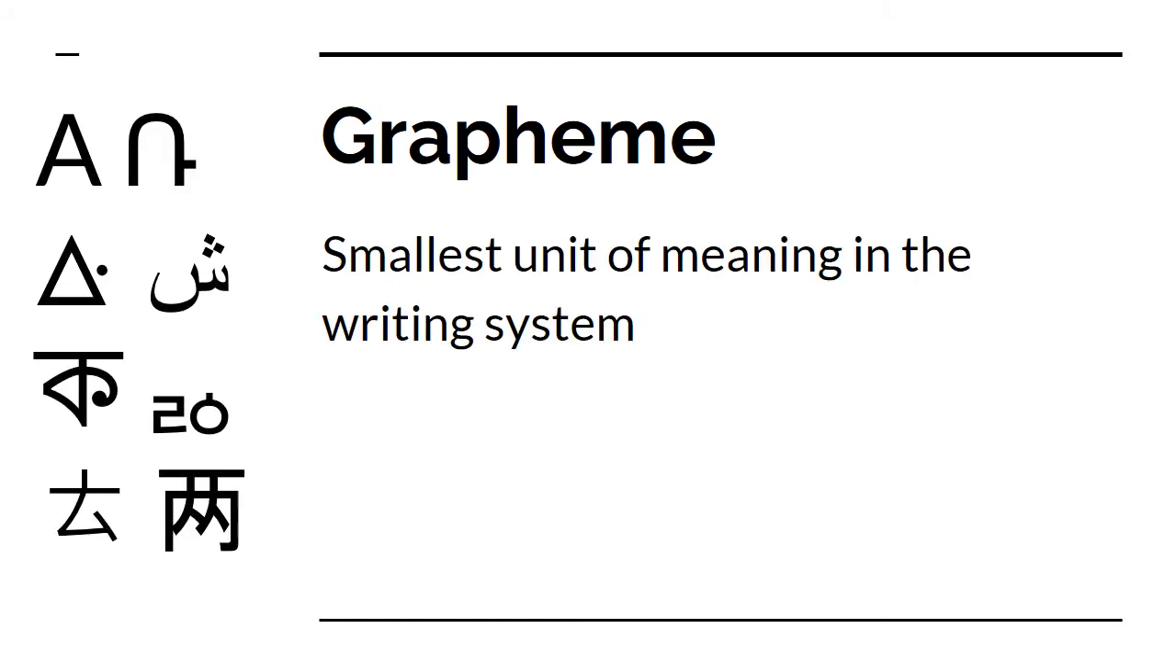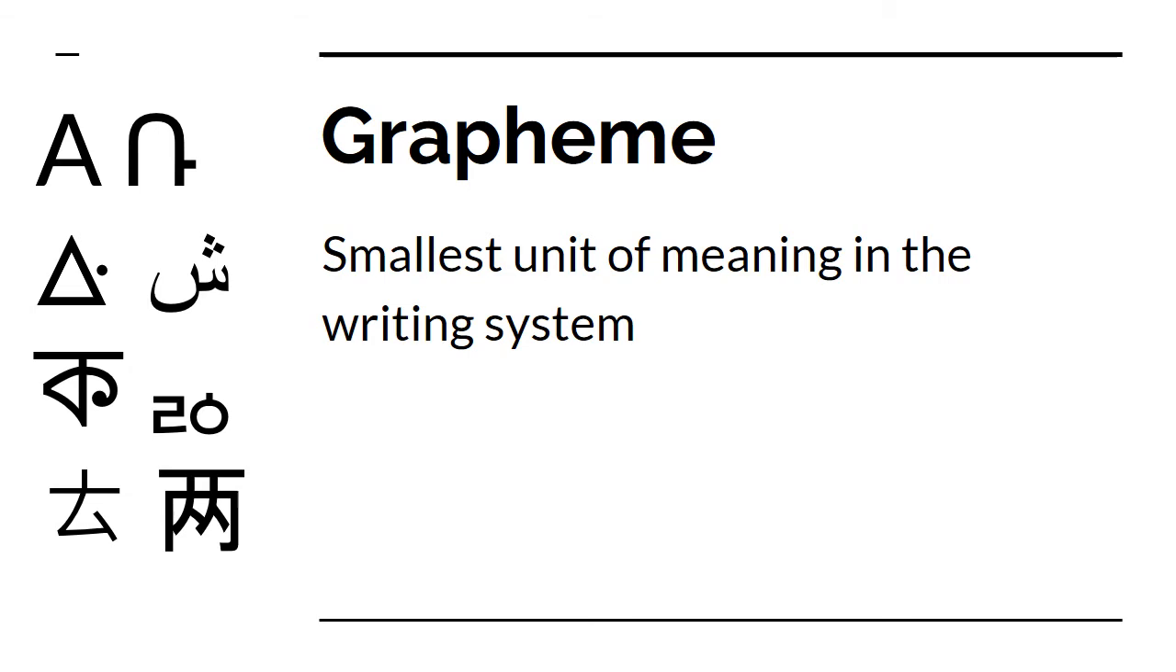So just like a phoneme is the smallest unit of sound within a language, and a morpheme is the smallest unit of word meaning within a language, then a grapheme is the smallest unit of meaning within the writing system that represents an idea, a word, or a sound within that system.